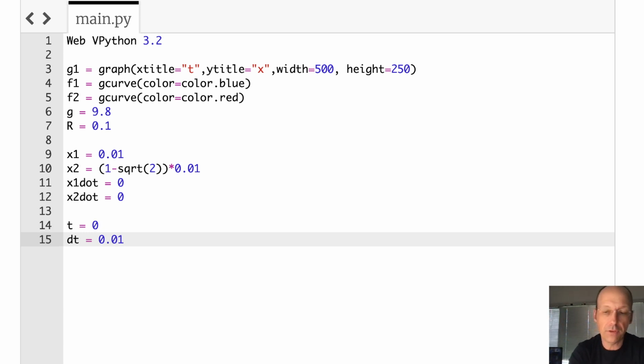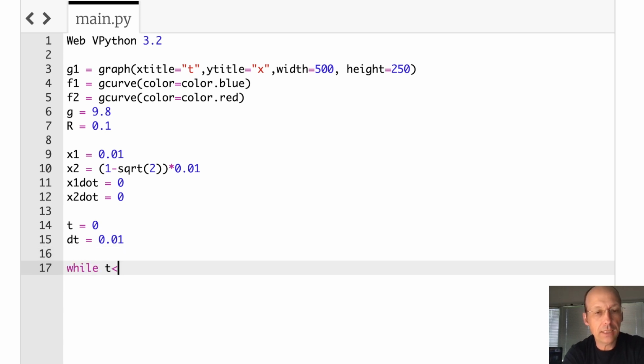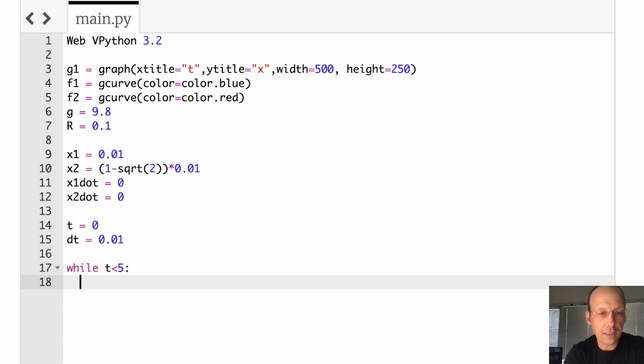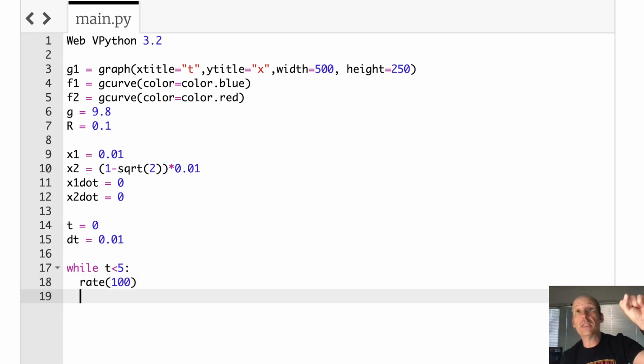I'm not sure if that's big enough. Okay, while t is less than 5, let's make this run in real time. Rate 100. So the number one thing, step number 1, is to calculate x1 double dot.